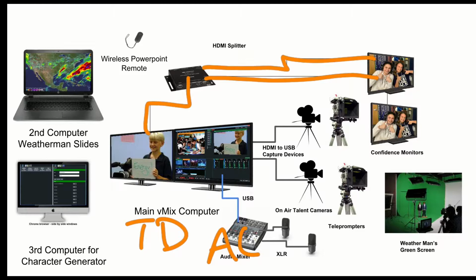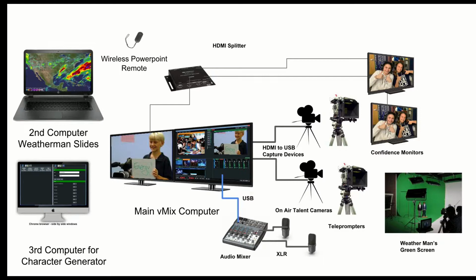So confidence monitors are essentially the ability for students to see what is on the broadcast. So they can see how they're positioned. They can see that they're looking at the camera. They can really get an idea, you can see here, of what they're doing. Now, the weatherman also has a camera. So you can see we have 2 cameras there. And then we also have the weatherman in front of a green screen. And we'll talk about how that's set up as well.